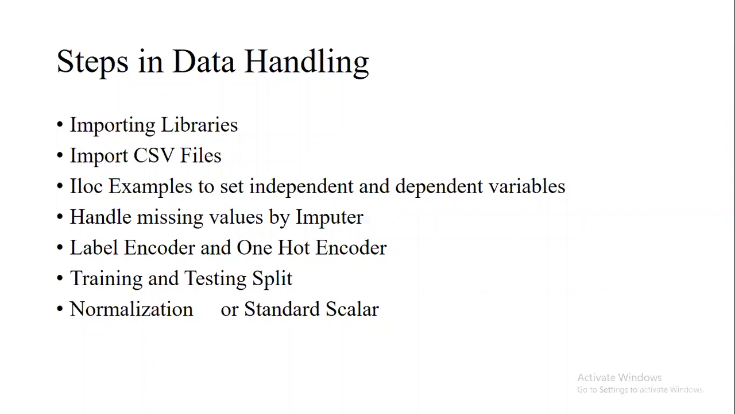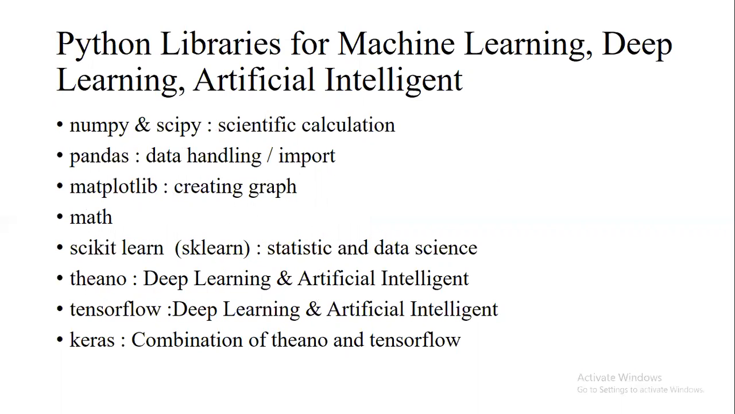Then label encoder and one-hot encoder, training and testing, normalization and standard scaler. These are all the concepts we are going to start with in the data pre-processing step. You guys know all these libraries, correct? NumPy, Pandas, Matplotlib, Math, Scikit-learn, Theano, TensorFlow, Keras. We are going to start with Scikit-learn, where NumPy, Pandas, Matplotlib we already discussed.